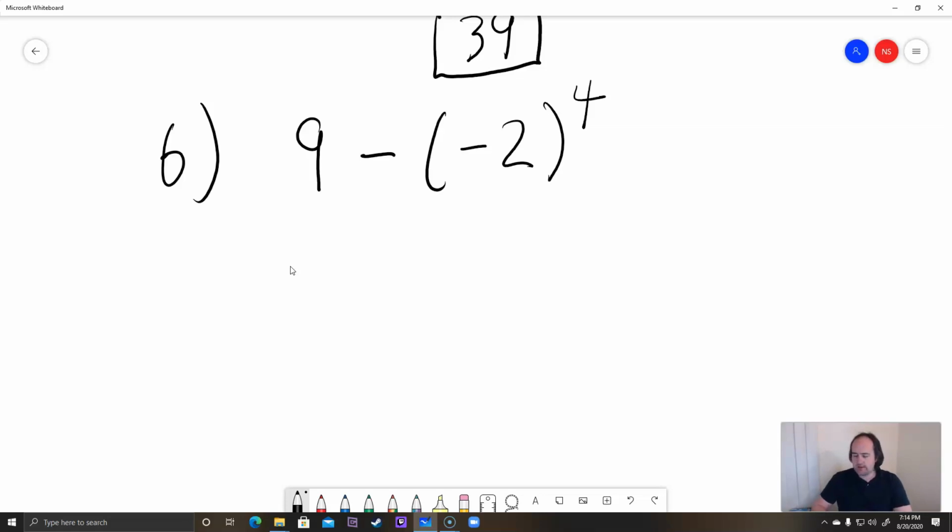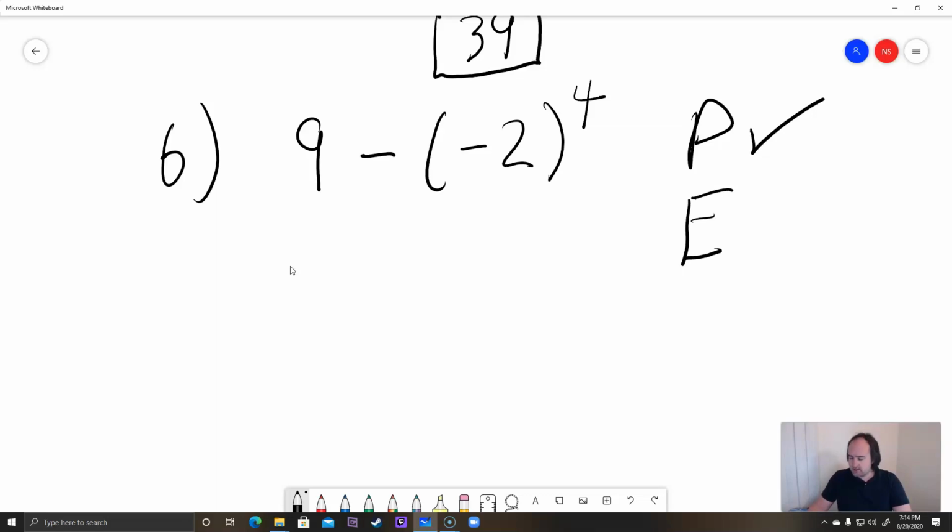All right, so as always, we're going to be going through PEMDAS. So starting with parentheses, these parentheses are already simplified. All we have inside of it is a single number, negative 2. So that's considered simplified. So parentheses are done. So we're going to do exponents next.